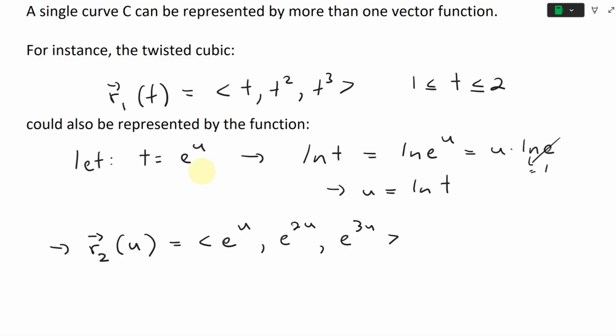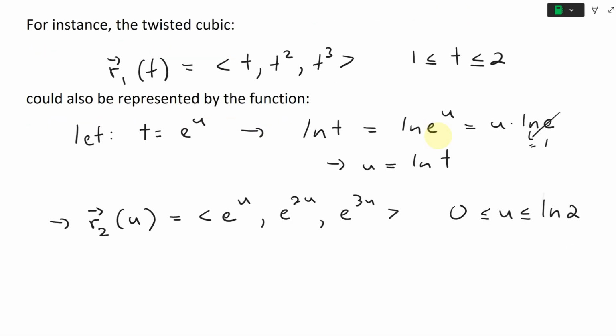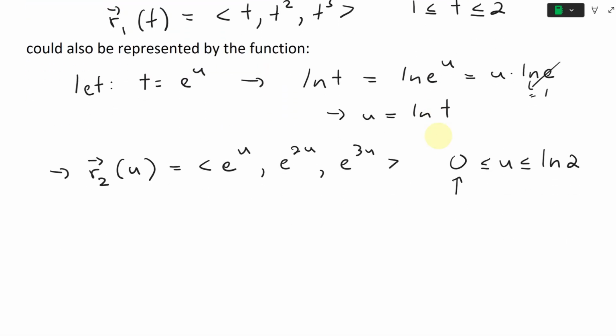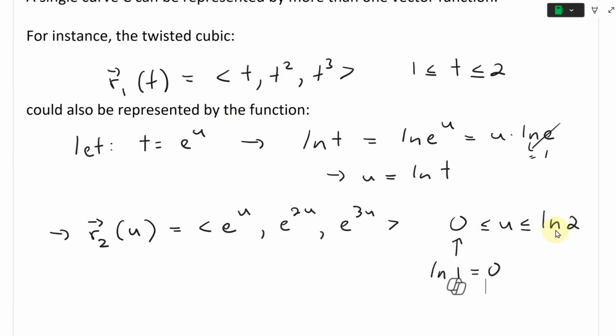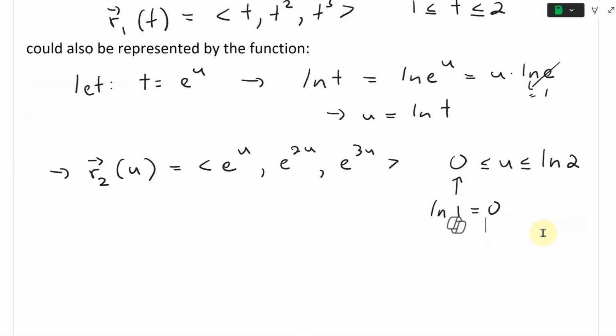And now we're doing it between u equals ln 1 and u equals ln t, where t is maximum at 2, so u is less than ln 2. And it's greater than ln 1, which I'll just put as 0. The reason it's 0 is because ln of 1 equals 0, since the number 1 is the smallest t there. And then this is ln 2. So that is the parameterization of that.